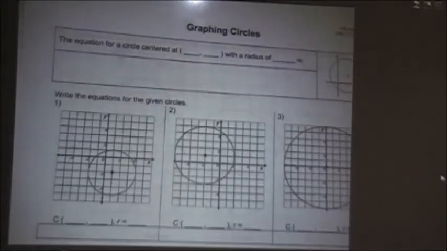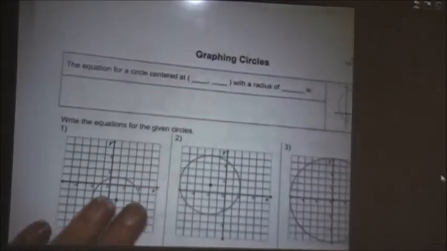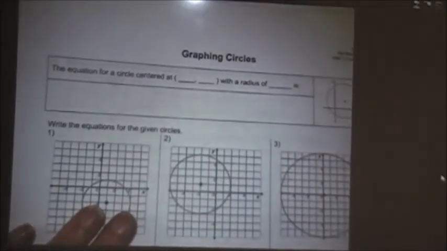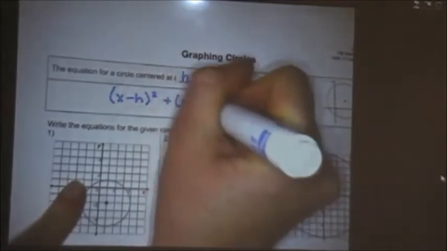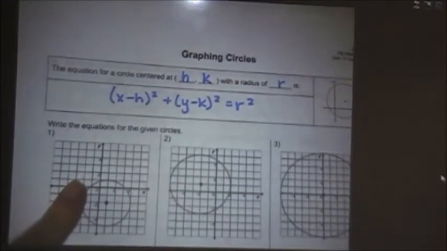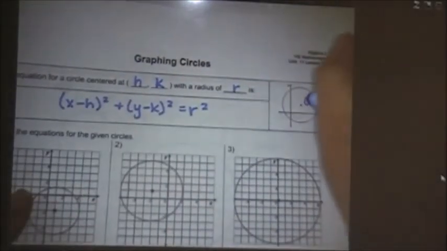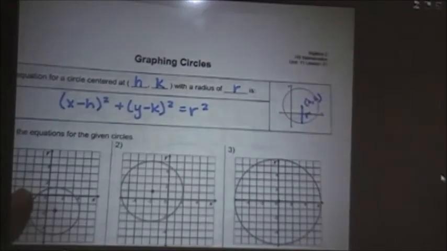Okay, so this is graphing circles. At the very top of the page, we have the equation for a circle centered at the point (h, k) with a radius of r. It's going to look like this: (x - h)^2 + (y - k)^2 = r^2. So here's my circle, it has a center point of (h, k), and then the radius, of course, from the center point to the edge of the circle is r.